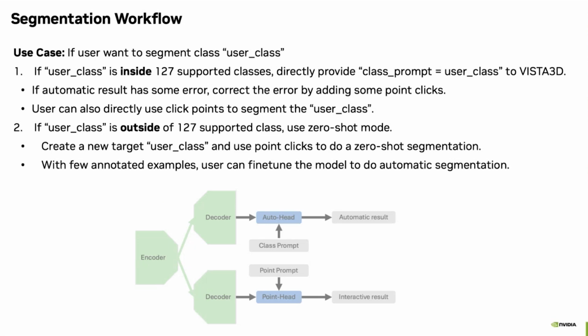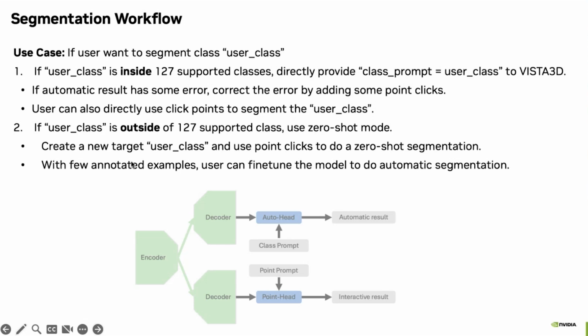When you use this model, we provide a workflow. If the user wants to segment a class called user class, and the user class is inside these 127 supported classes, you directly tell VISTA-3D class prompt equals user class, and the model will output the automatic segmentation for the whole volume. If the automatic results have some errors, of course, no algorithm is perfect, you can correct those errors by adding some point clicks. Also the user can directly use click points to segment the user class. This is the first case, where the user class is inside the supported classes.